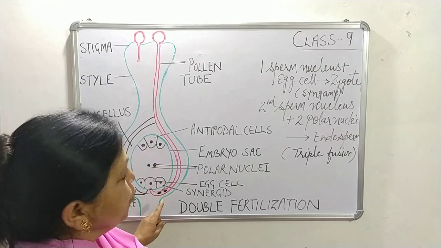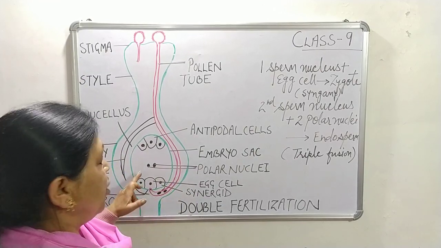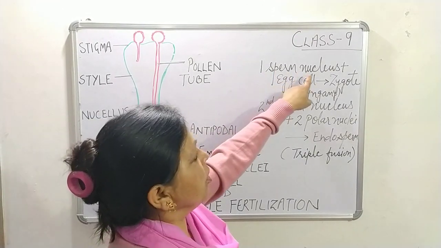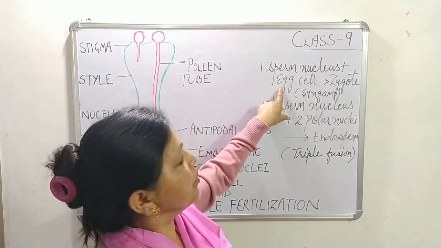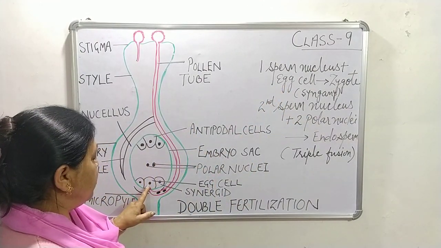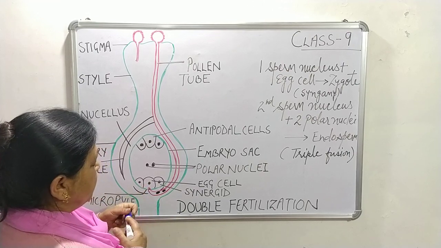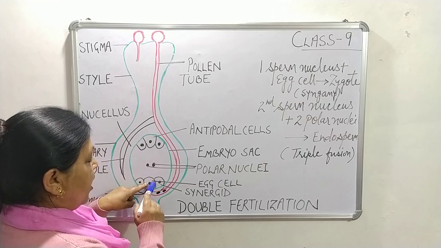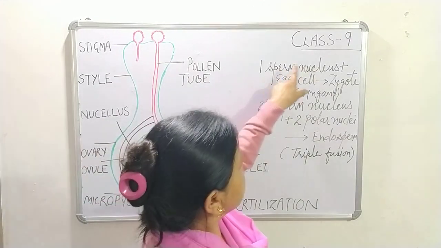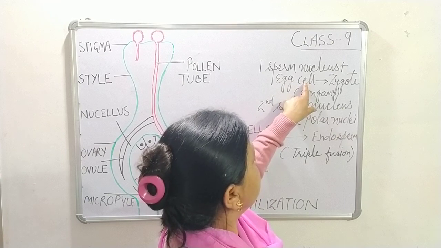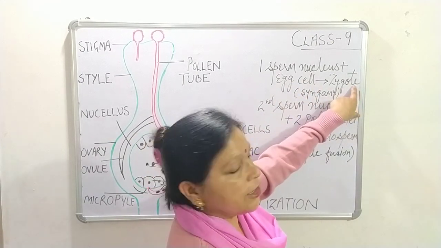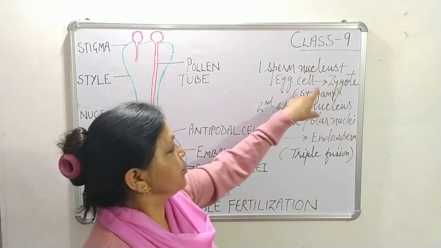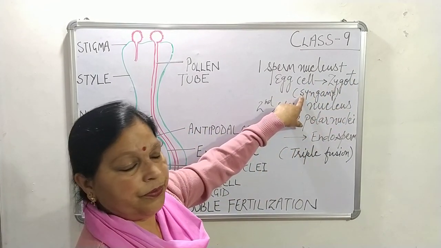There are 2 sperm nuclei, and they will enter inside the embryo sac. One sperm nucleus will fuse with the egg cell. This is the egg cell here and this is the sperm nucleus. So one sperm nucleus will fuse with the egg nucleus or egg cell and form the zygote. This process of forming the zygote is known as syngamy.